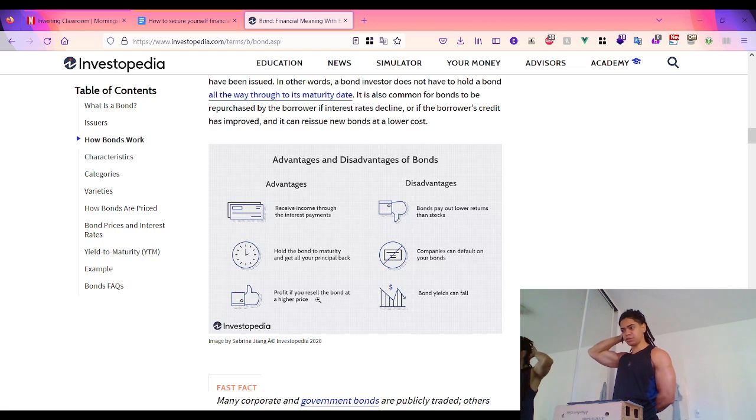Disadvantages: bonds pay out a lower return than stocks. Companies can default on your bond. Bond yields can fall.